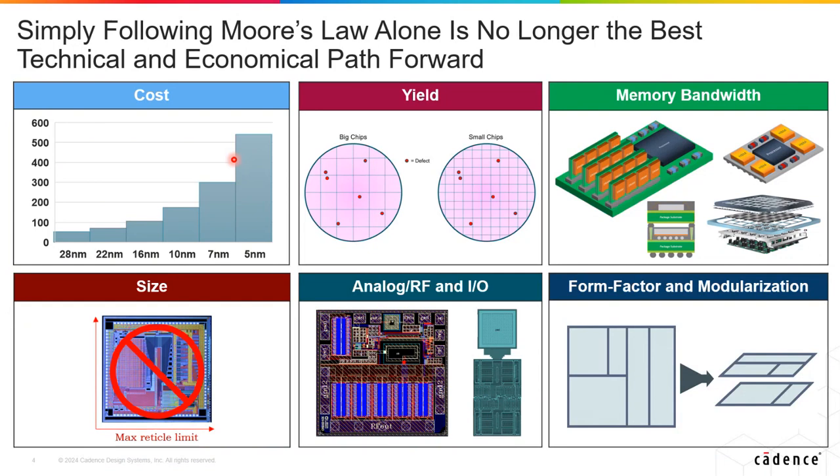And also, we can't forget about analog and RF. Leveraging Moore's law has never been a big benefit there, as scaling down in geometry makes some analog circuits more challenging to design.